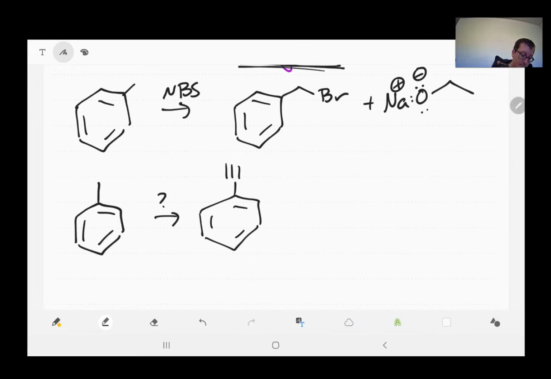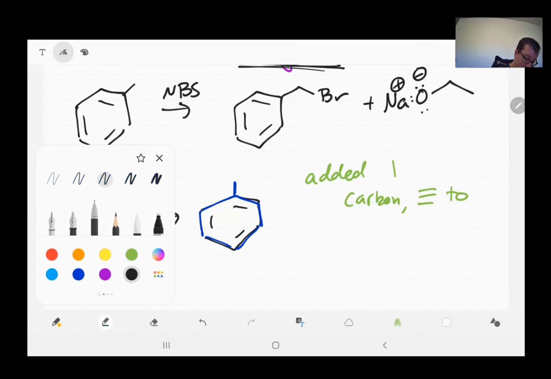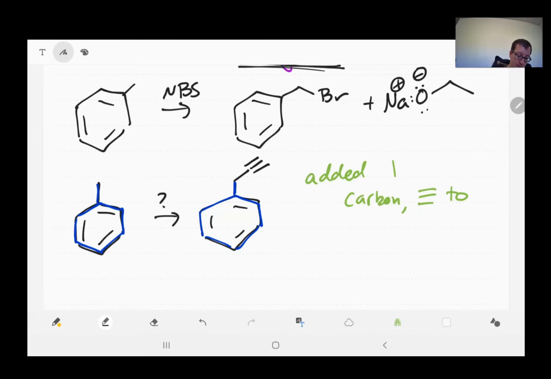So, in a synthesis problem, look at what's the same and what's different. So, what's the same is those. The only thing new we've added to this molecule is we've added one carbon and it's triple bonded to, wait, I'm missing a carbon. That doesn't make sense. We need to add 2 carbons. So sorry about that. There we go. Adding 1 carbon is particularly tough, but we won't worry about that. So we've added 2 carbons in a triple bond to our molecule.